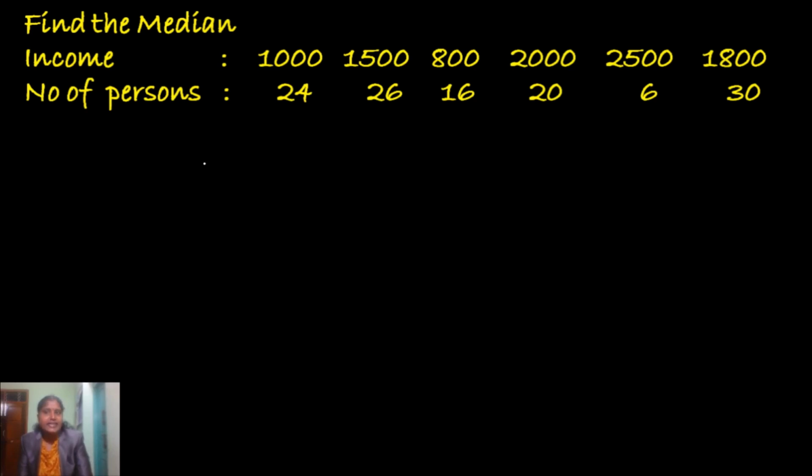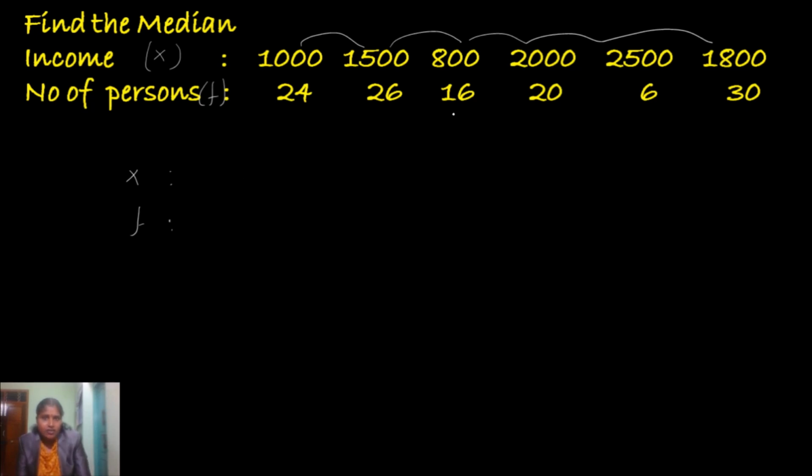Find the median. Here the income and number of persons are given. First, let us check whether the given set of data is in ascending order. 1000, 1500, and then 800. No, the given set of data is neither arranged in ascending order nor in descending order. So let's first rearrange it in ascending order. For that, let me assign the variable x for income and f for number of persons.